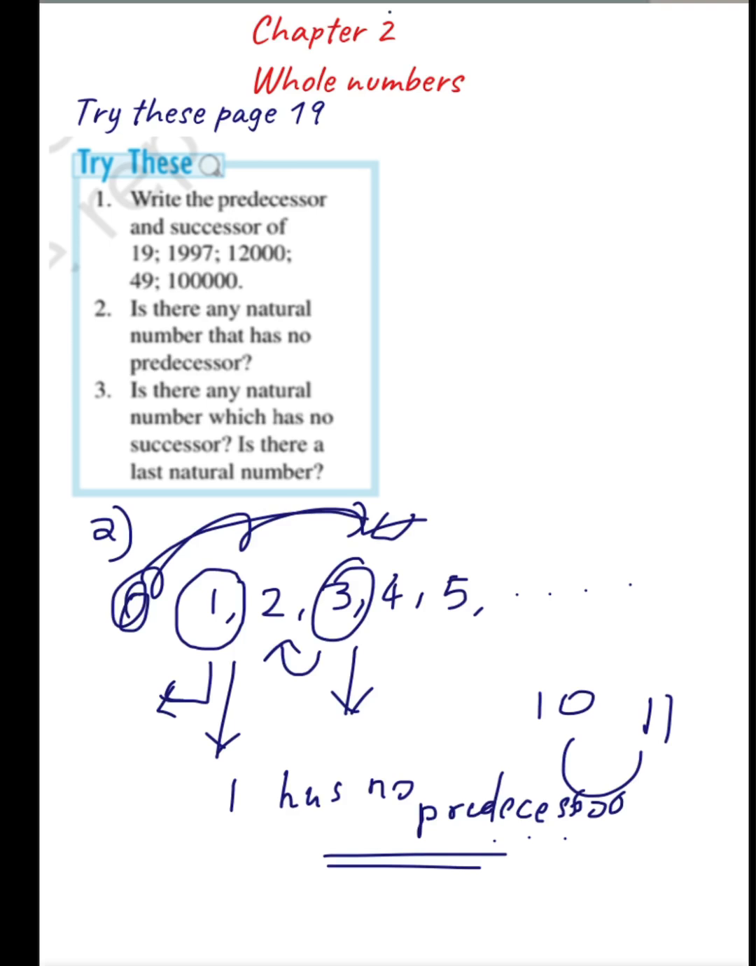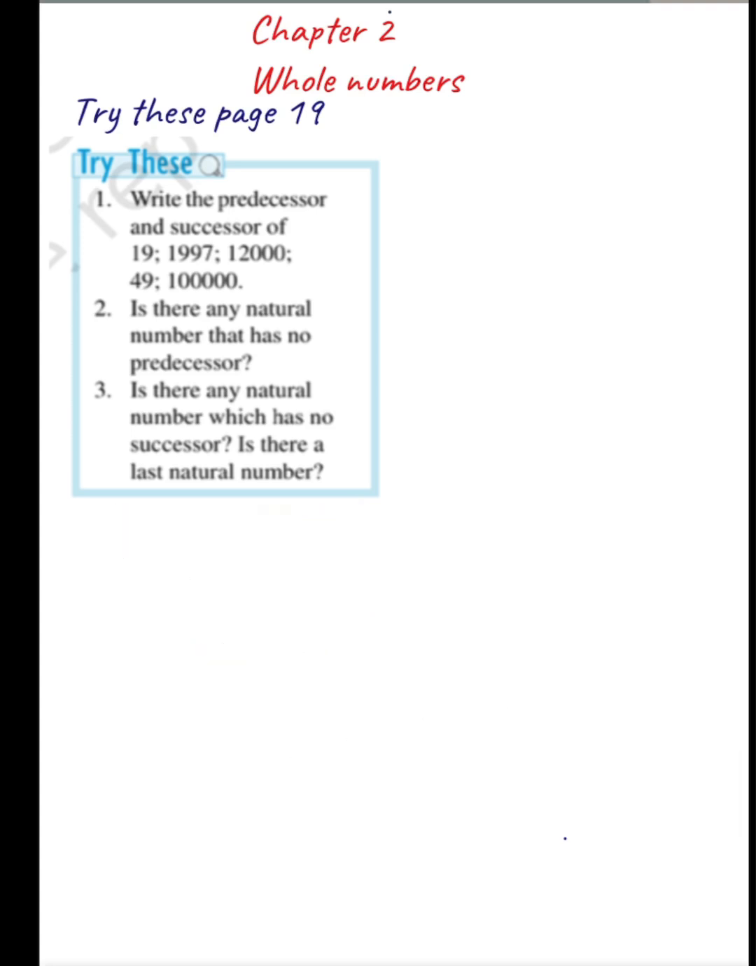Now let's see the third question. Is there any natural number which has no successor? Is there a last natural number? That is the third question. Actually, the answer for this question is no. There is no such natural number without any successor. If you are taking any big natural number, for every number we can add 1 to that particular number and we will get the very next number.